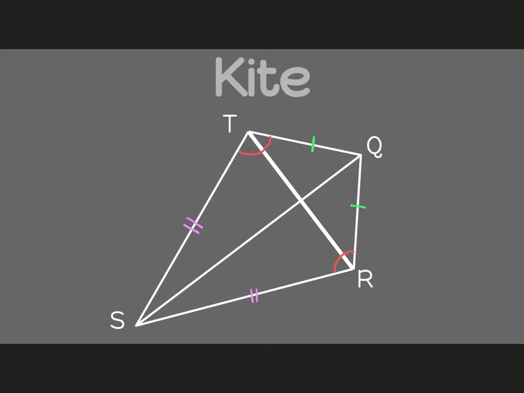The diagonal that connects the vertex angles is a perpendicular bisector of the other. So this diagonal cuts the other diagonal in half and forms 90-degree angles. That diagonal also bisects the vertex angles. So these two angles are congruent, and these two angles are congruent.